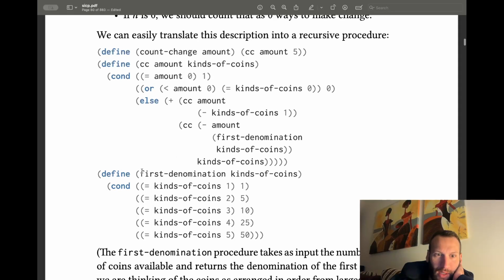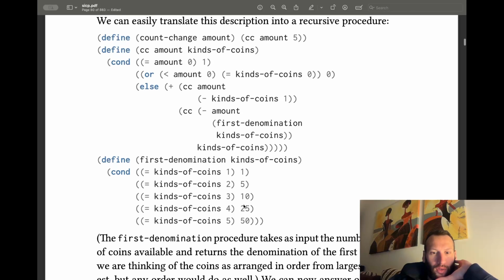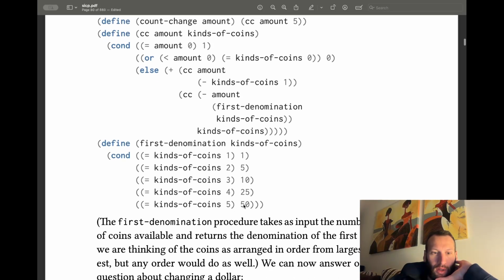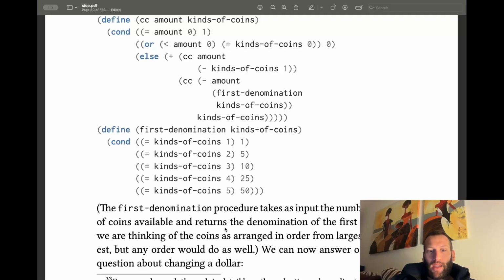Then we have the definition of first-denomination with kinds of coins, where we have the different kinds of coins. As you can see, the first-denomination procedure takes as input the number of kinds of coins available and returns the denomination of the first kind. Here we are thinking of the coins as arranged in order from largest to smallest, but any order will do as well. And we can now answer our original question about changing a dollar.